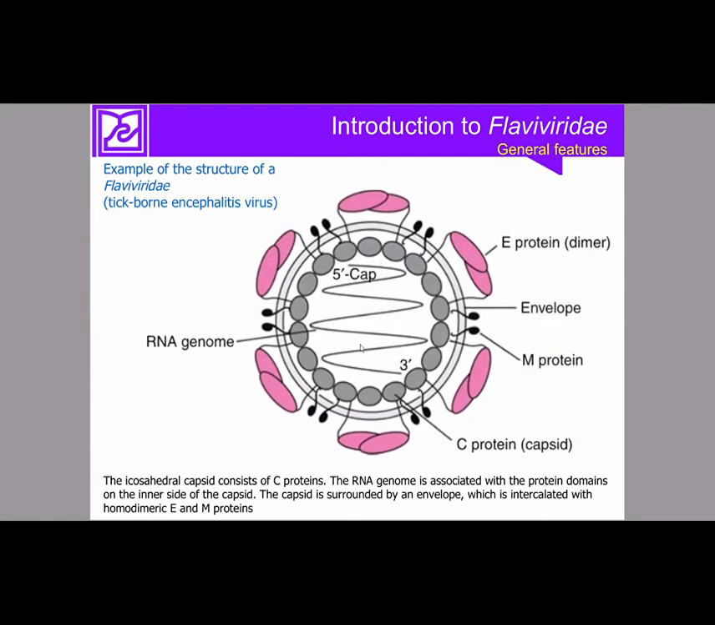This is the structure: positive single-stranded RNA, icosahedral capsid made of proteins, an envelope outside. And the envelope contains glycoproteins. One of these glycoproteins, the protein E, is used by the virus to bind host cell receptors. This is the structure of all Flaviviridae, okay? All of them. Dengue virus, yellow fever, hepatitis C, Japanese encephalitis, all. This structure is common for all flaviviruses.